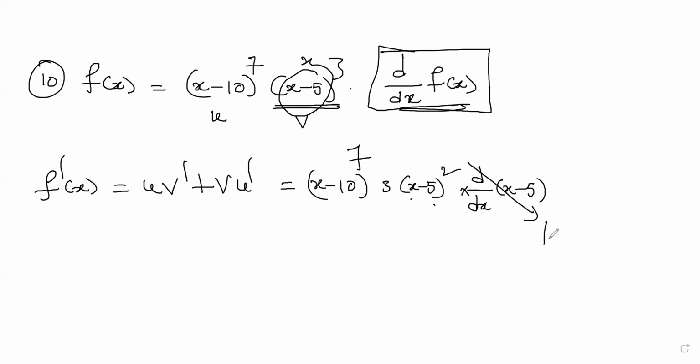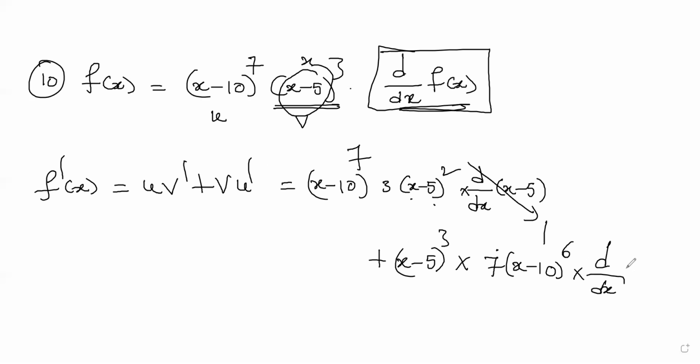Now, the second part, that is v, x minus 5 whole cube, into the derivative of x minus 10 whole power 7. So that will be 7 into x minus 10 whole power 6, like x power 7 gives 7x power 6, multiplied by the derivative of x minus 10. Instead of x, x minus 10 is there. But anyway, this one is also 1. So job done.